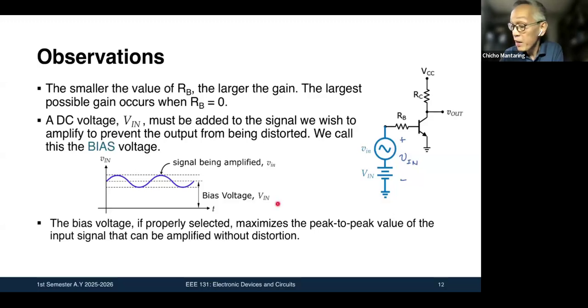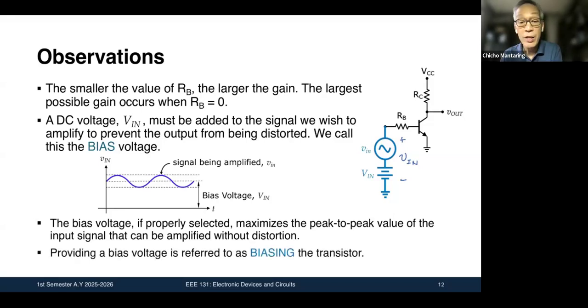Okay. And this has to be properly selected. Why should this be properly selected? Because we want to maximize the peak-to-peak value of the input signal that can be amplified without distortion. That's why we have to select the bias voltage properly. And that way, we also maximize our output voltage swing. So that is what biasing is all about.